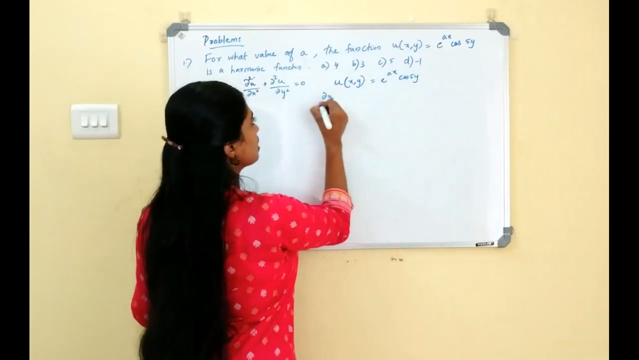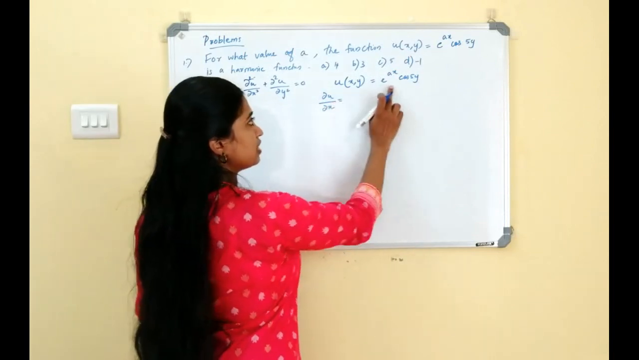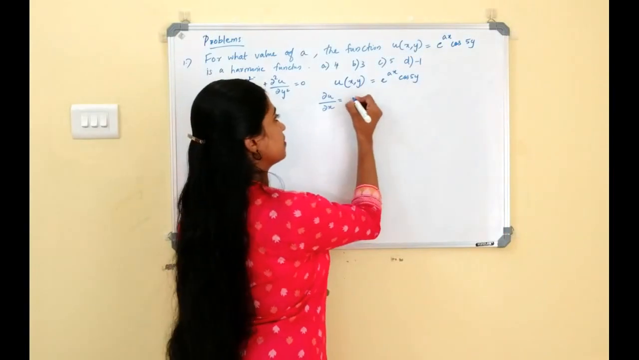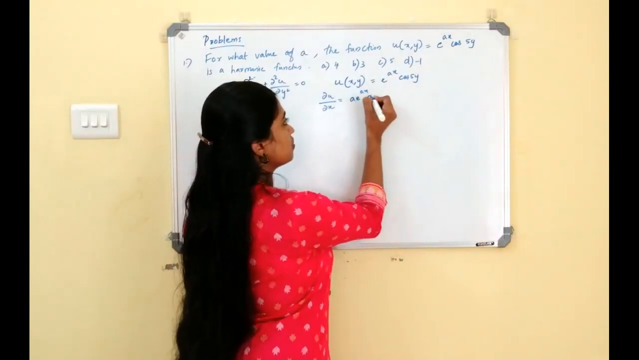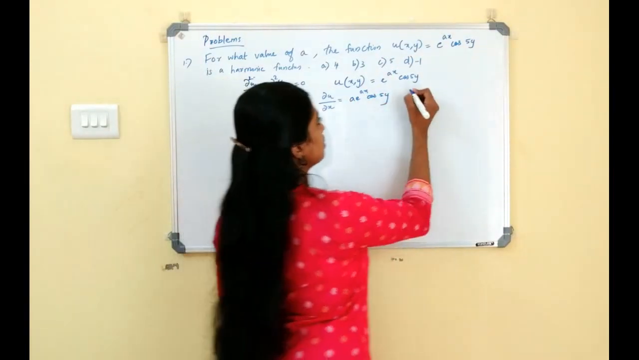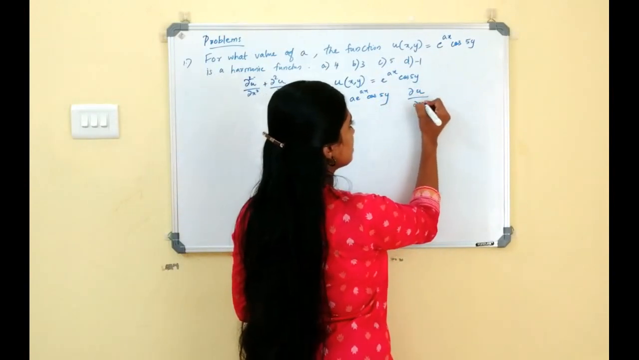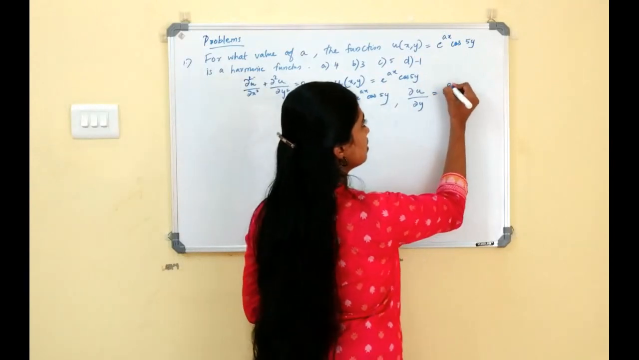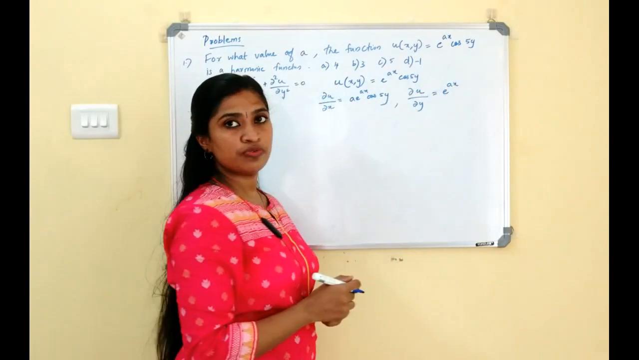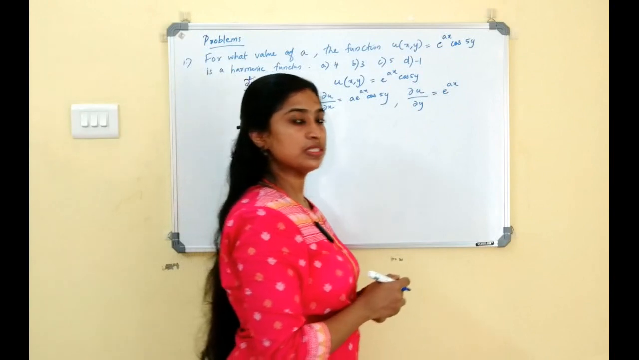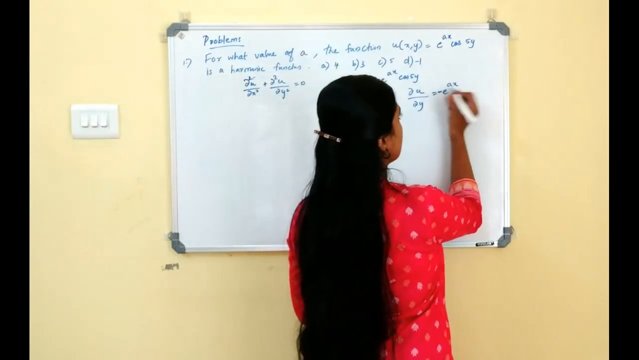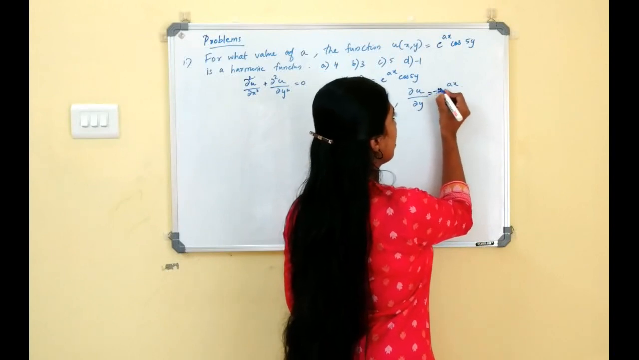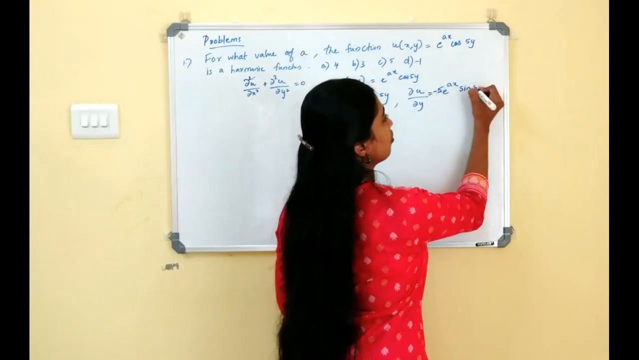So dou u by dou x, differentiating partially with respect to x, e raised to ax gives a e raised to ax. Cos 5y is a constant here. Dou u by dou y, differentiating with respect to y, e raised to ax is a constant. Differentiation of cos 5y is minus 5 sin 5y, so it is equal to minus 5 e raised to ax sin 5y.